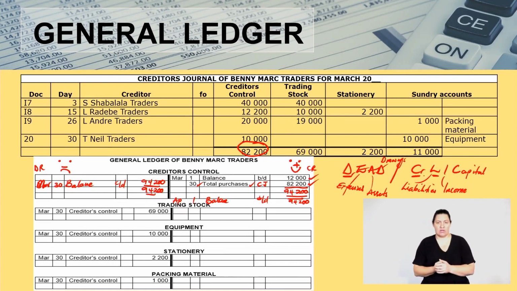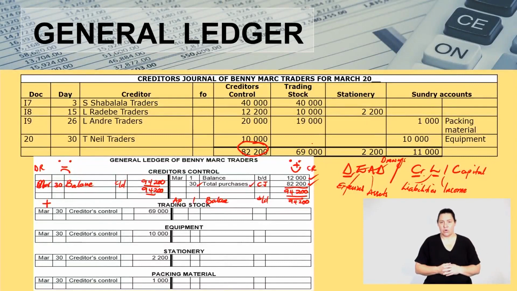Trading stock. What is trading stock? An asset or a liability? Thank you. Trading stock is an asset, so it will increase on the debit side. So I'm going to take my 69,000. Then when I come here, I'm now going to say creditors control 69,000.